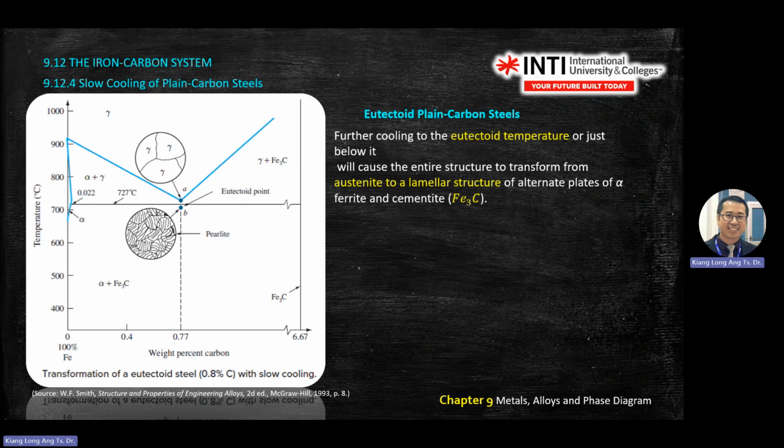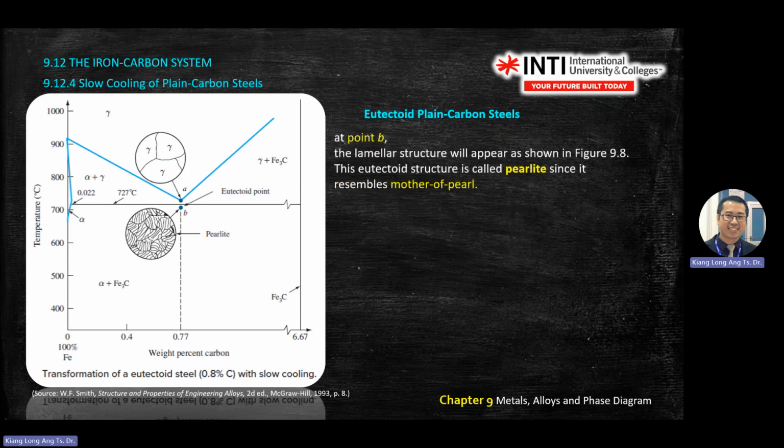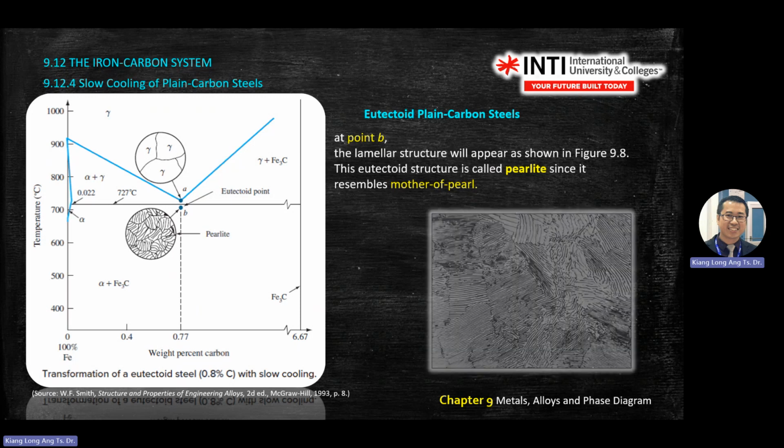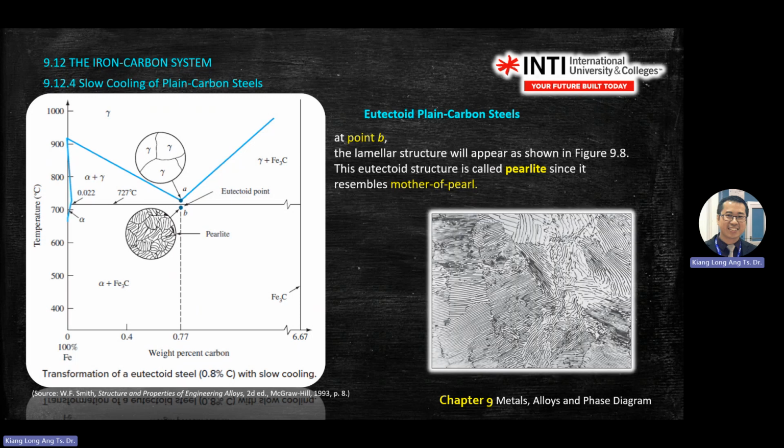Okay, the rest you read. At point B, when it reaches below 727 degrees C, a structure called pearlite, like a pearl, will form. Right? It will form something like this under the microscope.